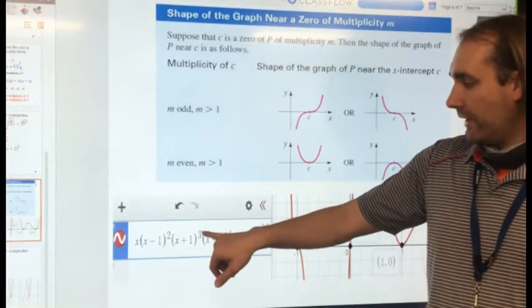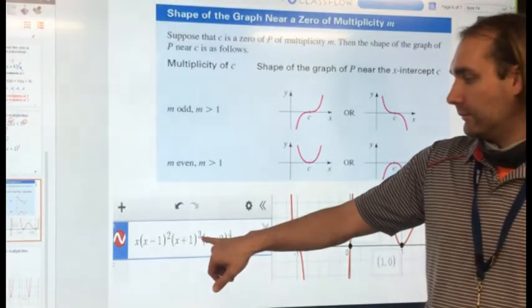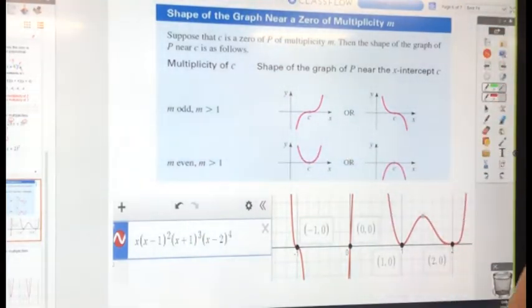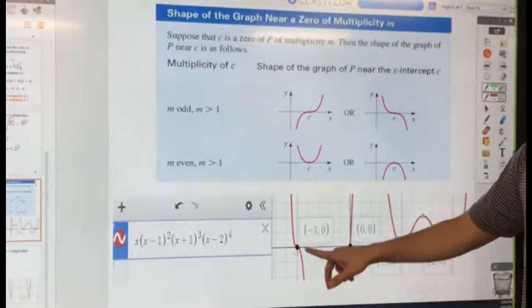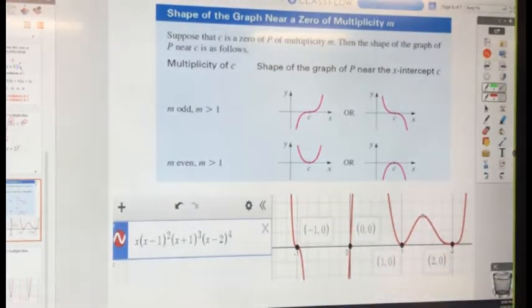Negative 1, with a multiplicity of 3, will it go through or become a turning point? It will go through. Odds go through. So looking at negative 1, I see it does go through. And then the last one, x minus 2 to the 4th power. It's 2, and it is a turning point.